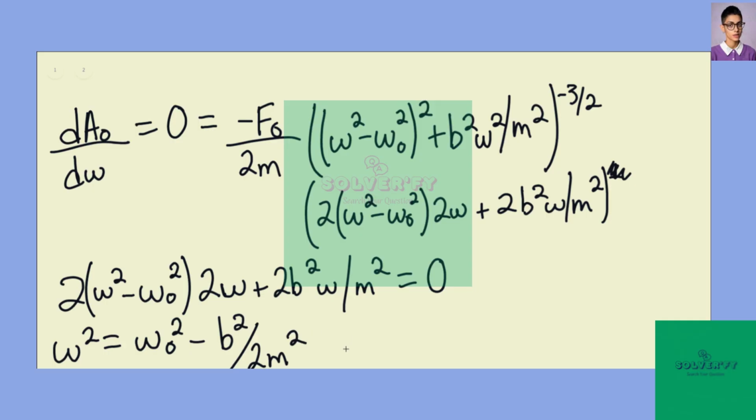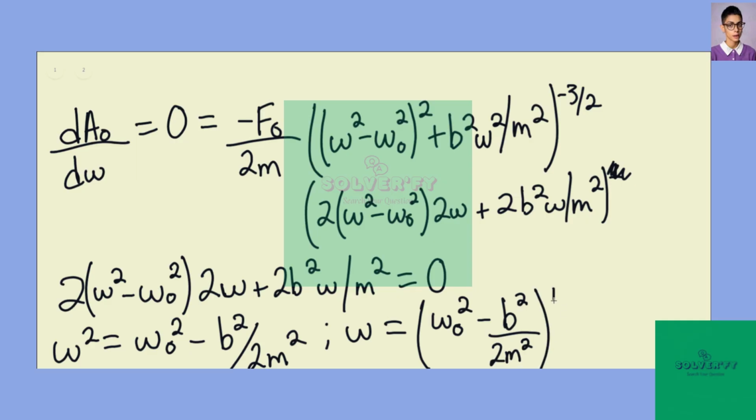And solving for this, we have omega equals omega naught squared minus the damping constant squared divided by 2m squared, all to the 1/2 power, and this is your final solution.